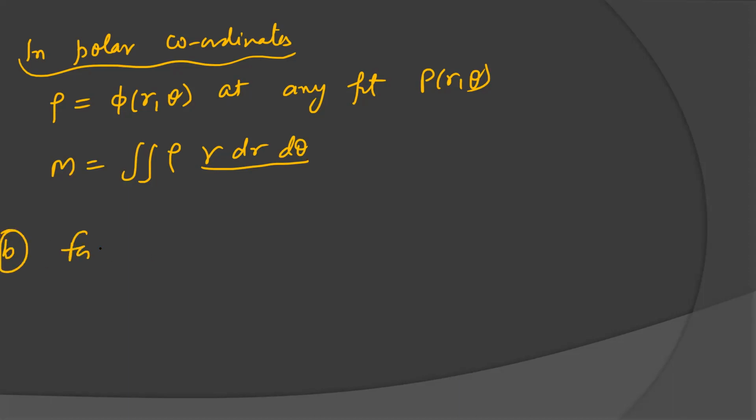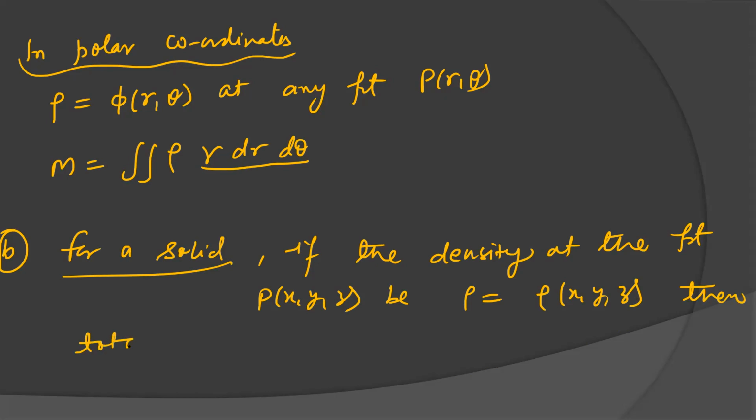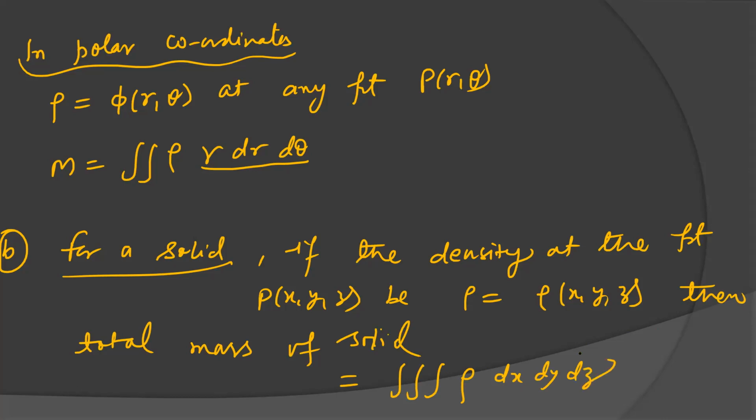Case B, for a solid, when your picture is a solid. If the density at the point P(x, y, z) is rho, equal to some function of x, y, z, then the total mass of the solid is equal to the triple integration of rho dx dy dz. Mass is actually, if you eliminate rho, a volume. So volume into density is mass actually.